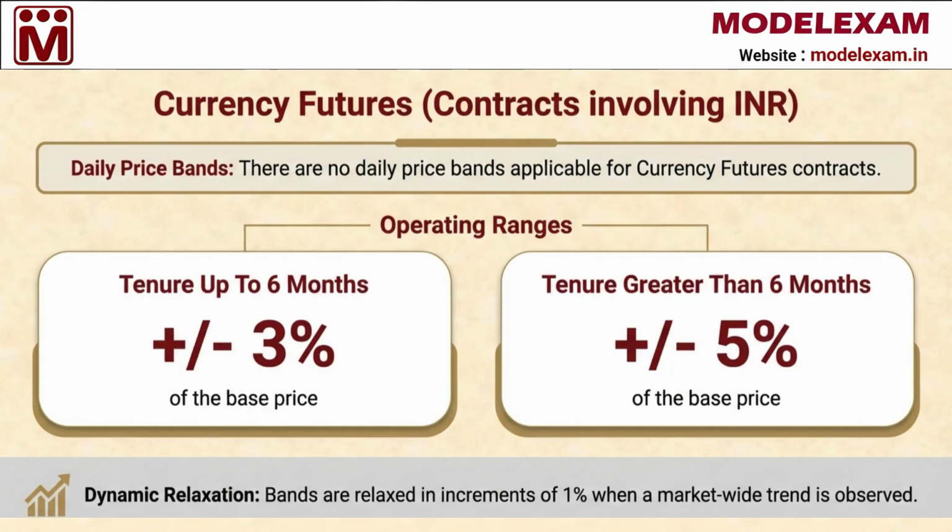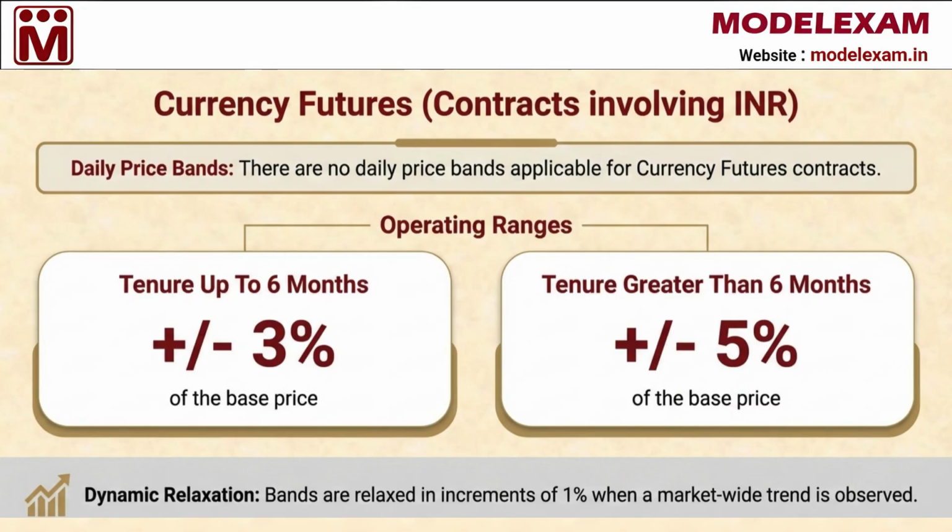For short-term contracts lasting up to 6 months, the range is a profit of 3% or a loss of 3% from the base price. For longer contracts over 6 months, this range expands to a profit of 5% or a loss of 5%. If the market starts moving strongly in one direction, these bands can be relaxed in small steps of 1%.